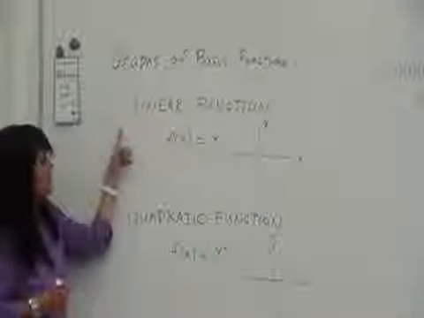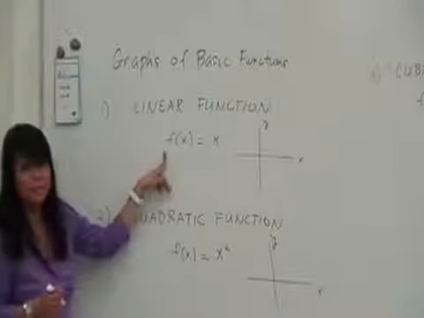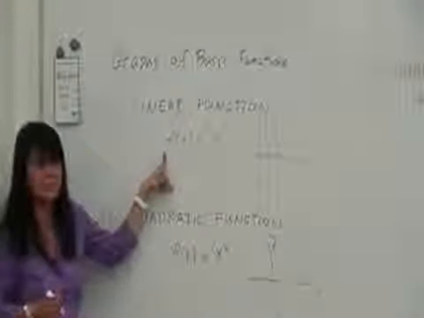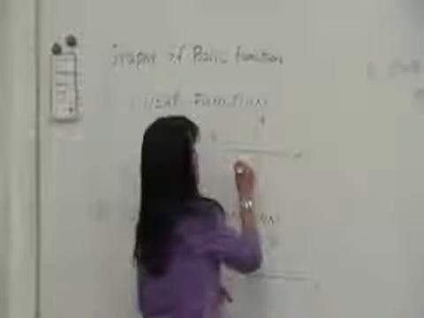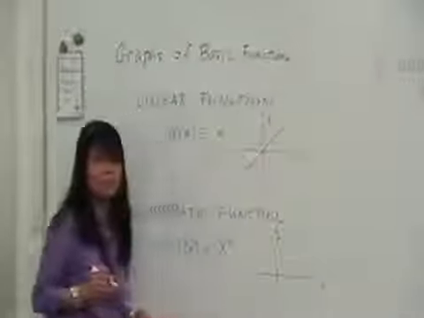Thursday, we started graphing some basic functions. We said the first one is the linear function f of x equals x. Does anybody remember how we graph f of x equals x, or y equals x? That is a line. This graph is a straight line going through the origin, right?